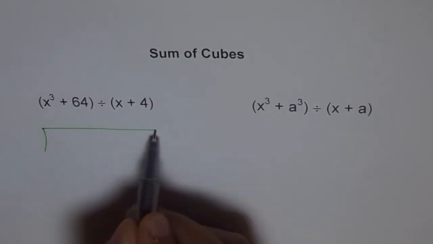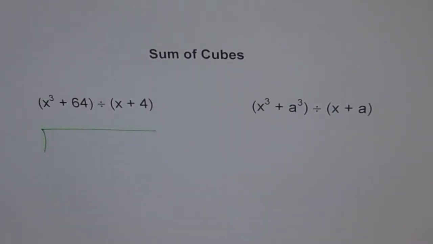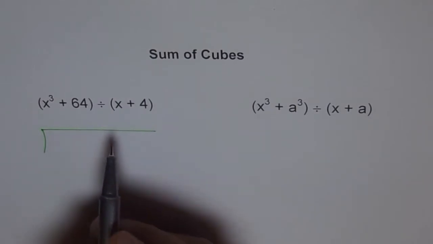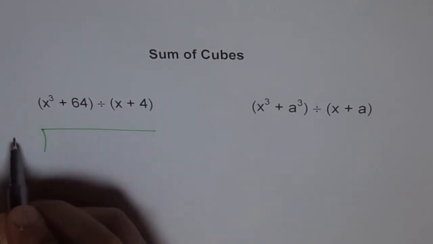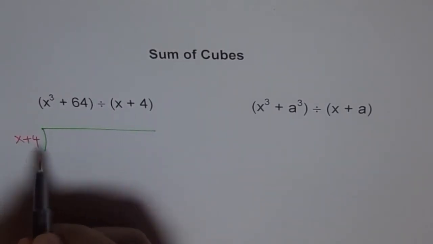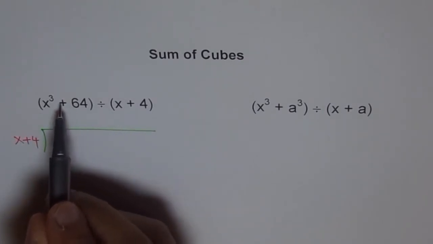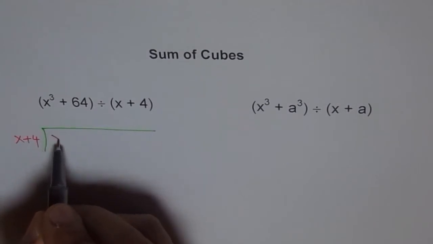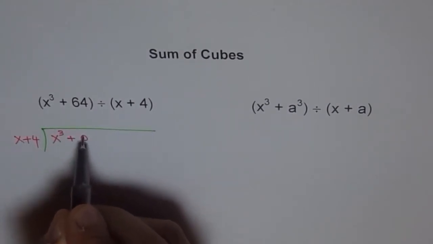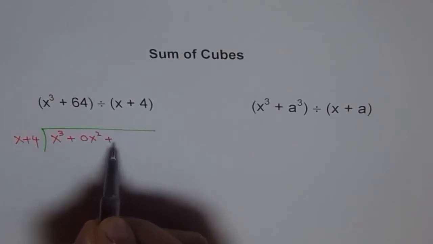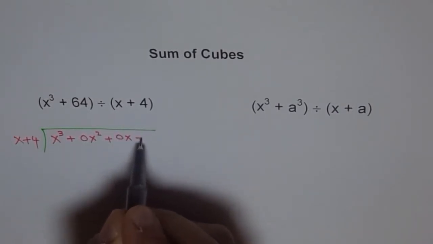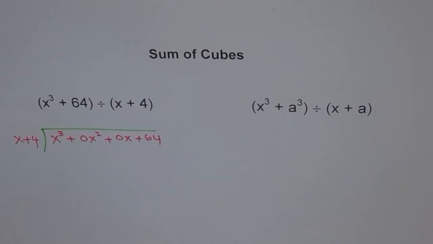So long division, let's write down our numbers. What is the divisor? Divisor is x plus 4, right? X plus 4 here, and this is the dividend. There are missing terms, x square and x. So we have to write them with 0 coefficients, right? Plus 0x square plus 0x plus 64, correct? Now, let's start our division process.